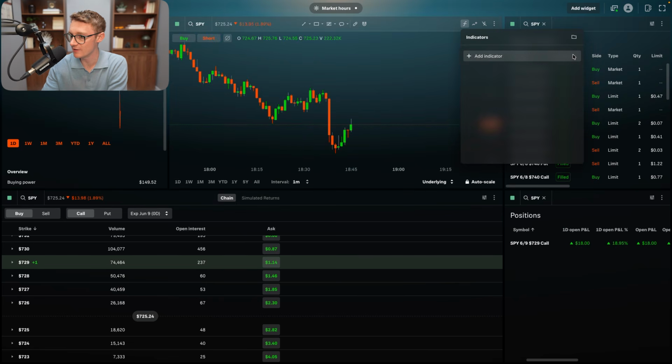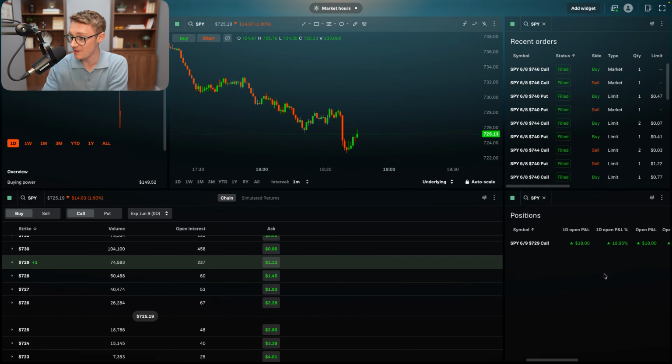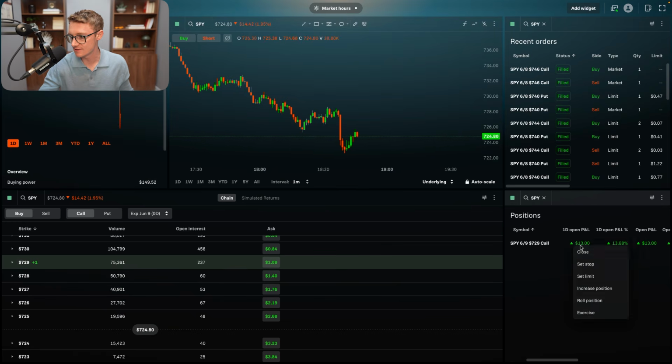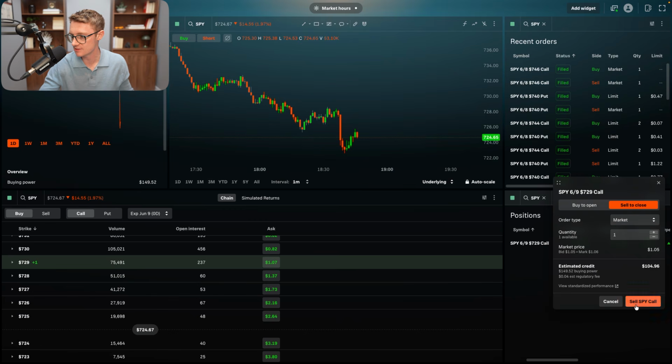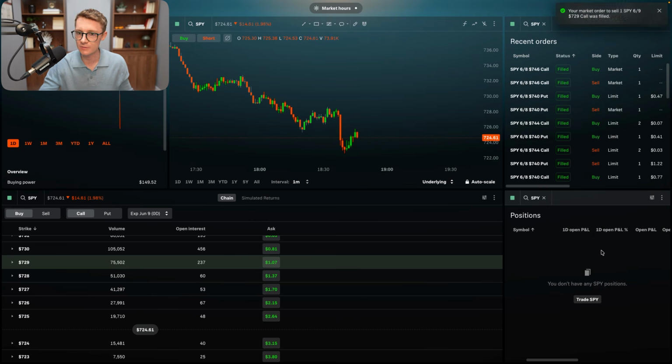Let's remove these two indicators, and it looks like I'm currently up $18 or 19%. So let's go ahead and close these. We understand now. We click on close, we click on, let's say, market, sell SPY, and there we go. We locked in a little bit of profit, recovered a bit of our losses.